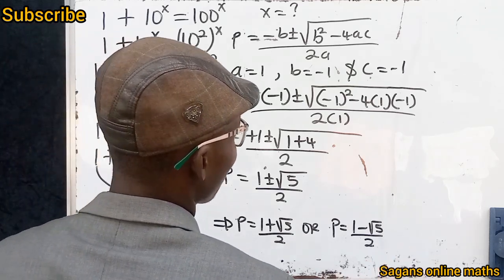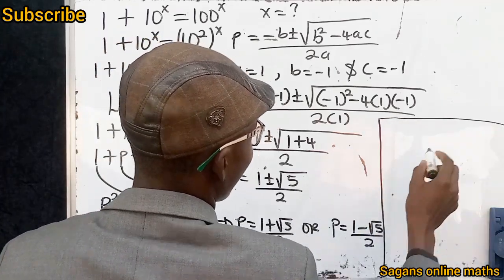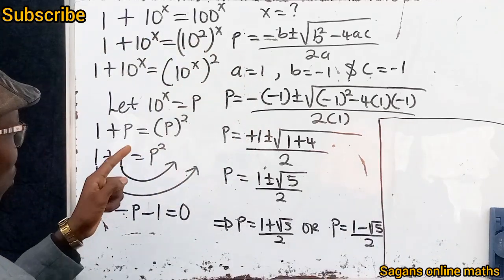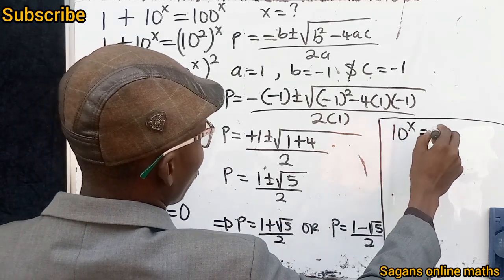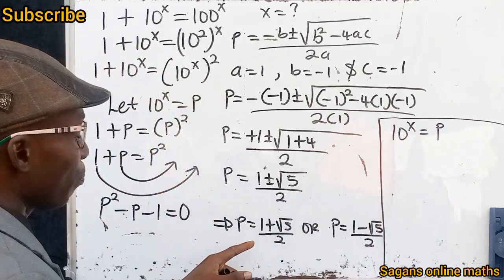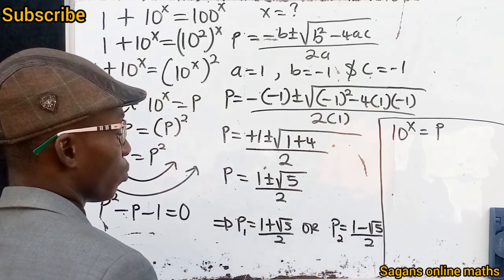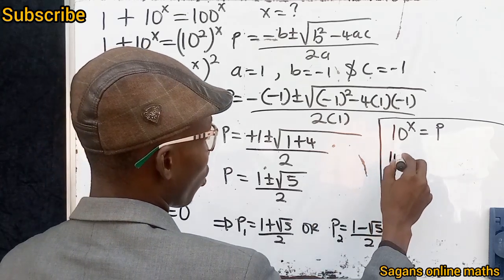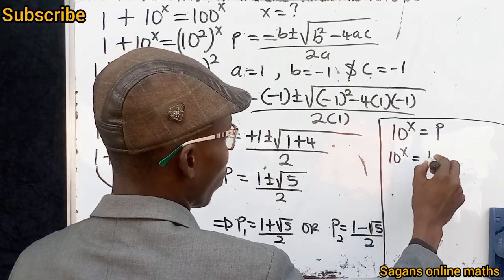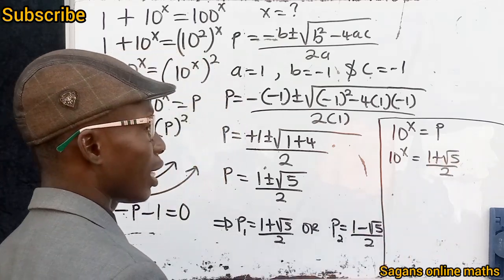Let's keep a space so that we can find the value. Now, let's recall that from here, 10 raised to the power of x is equal to p. Now, let's see when p is equal to this. This is p, you can call this 1, and this is 2. Now, when p is equal to 1, that means 10 raised to the power of x will be equal to 1 plus root 5 divided by 2. Is that all? No.